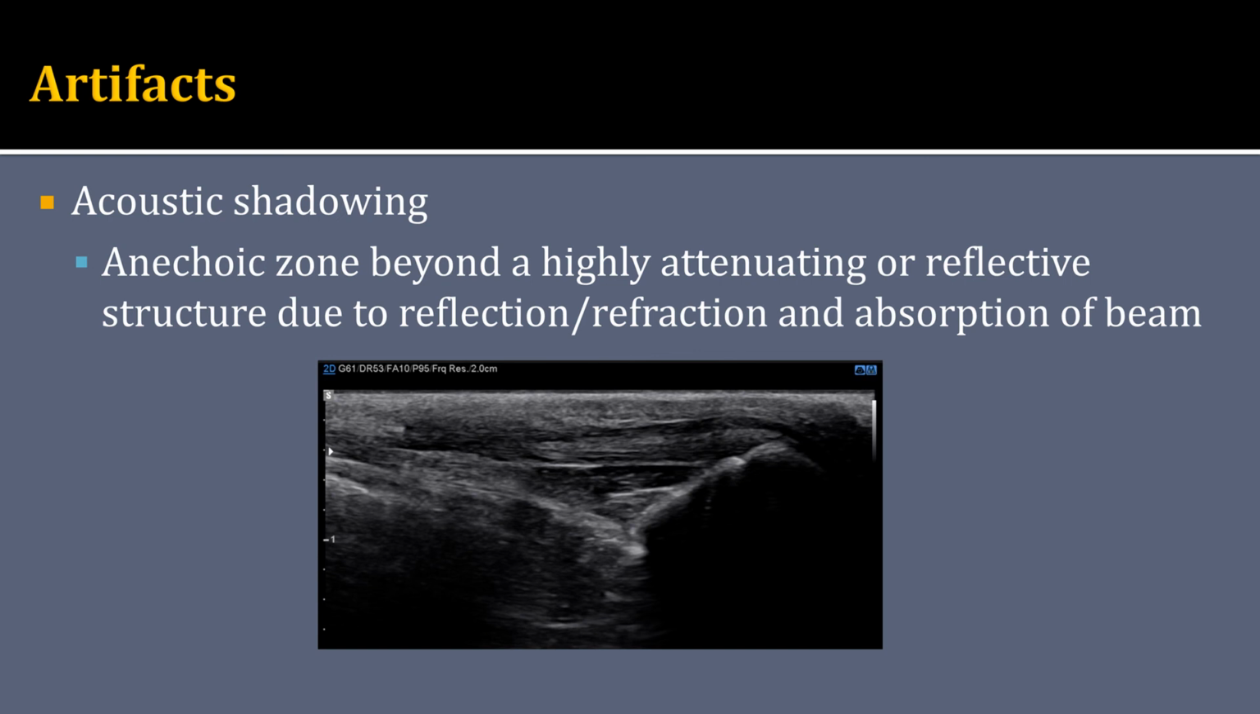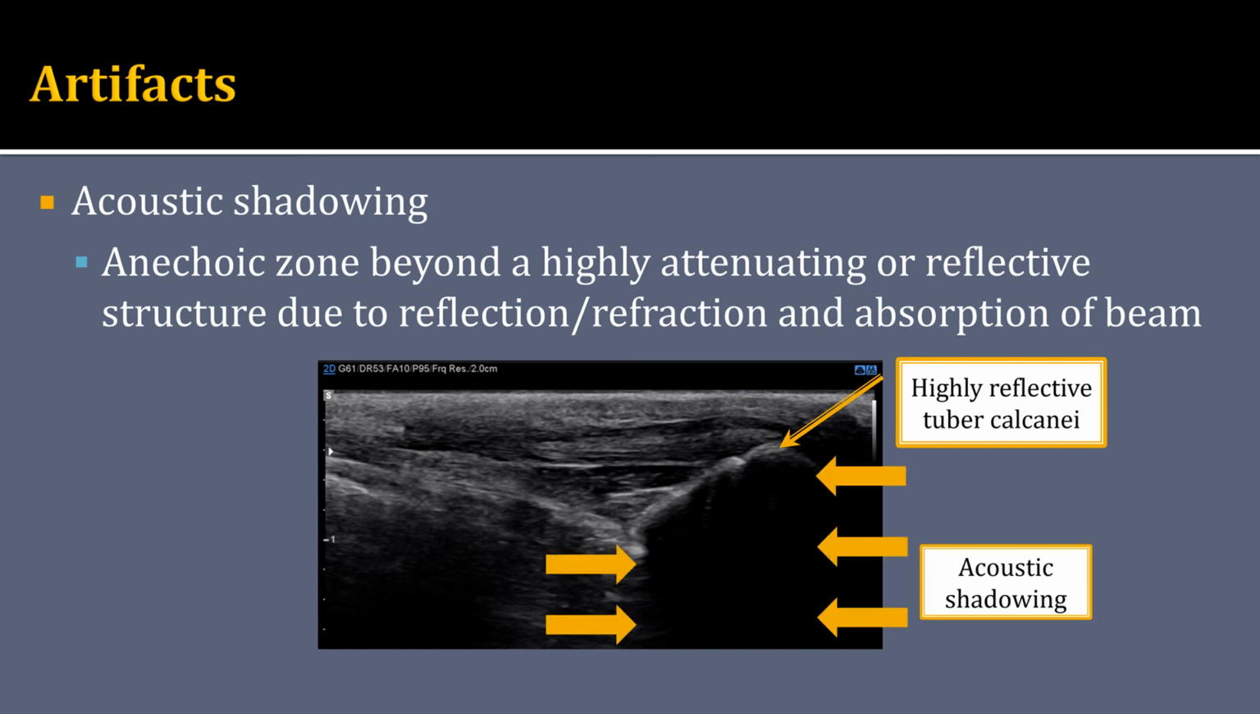As I mentioned, artifacts can be a problem with musculoskeletal imaging. So the first artifact we should remember is acoustic shadowing, and if you remember, that is our anechoic zone that we'll note beyond a highly attenuating or reflective structure, and that is due to reflection, refraction, and absorption of our beam. So this is an example where we are imaging the highly reflective tuber calcanei as indicated, which would be that bright echogenic linear area, and then the large arrows are indicating our acoustic shadowing.